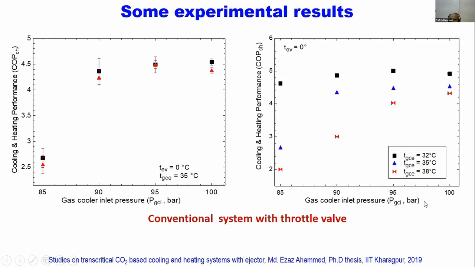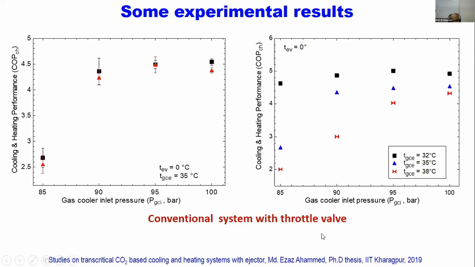Again, you can see the effect of gas cooler exit temperature. Again, the COP is varying widely. It is varying from about 2 to about 5, depending upon the gas cooler pressure and the exit temperature. These results are with a conventional system with the throttle valve.